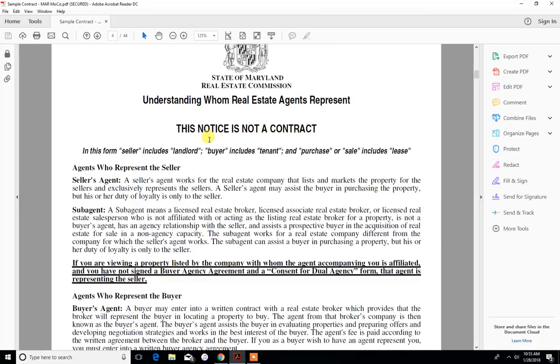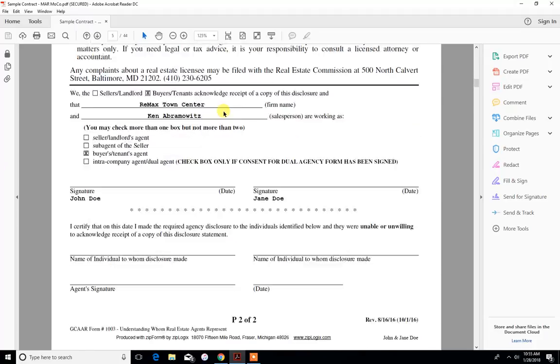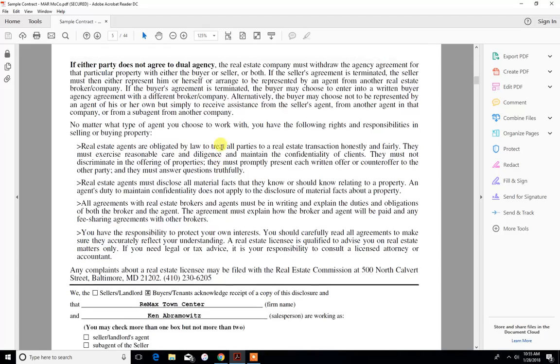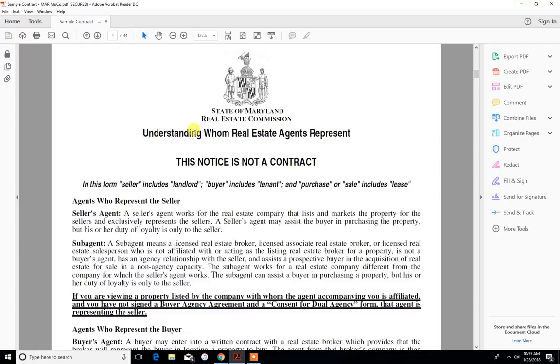Okay, so sidebar for a second. This document here, understanding who agents represent, and consent for dual agency, these are supposed to be signed on the first face-to-face meeting. So I'm going to assume that they've been signed if you've already met them. If this is the first time you've met them, and we're sitting down with them and you're going over all this stuff with them, then this is how I would explain it. And if you are going out to see homes with them, you can explain this to them the same way when you're out seeing homes.